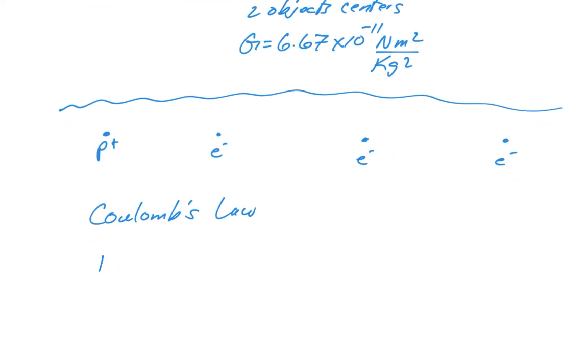And it looks like electrostatic force is equal to some constant, we're going to just call it K, times the charge of each object, and we're going to use q to stand for charge, lowercase q, divided by the distance between them squared.